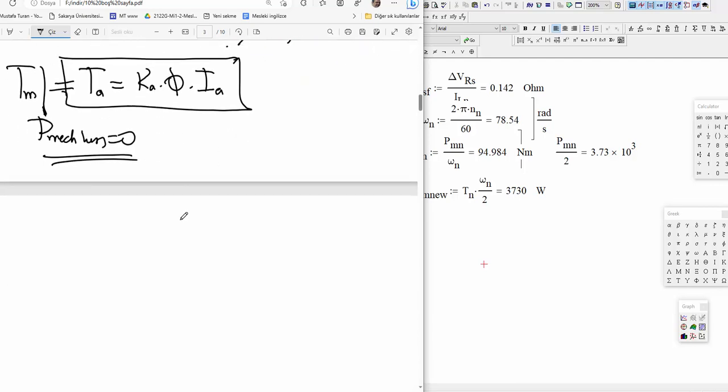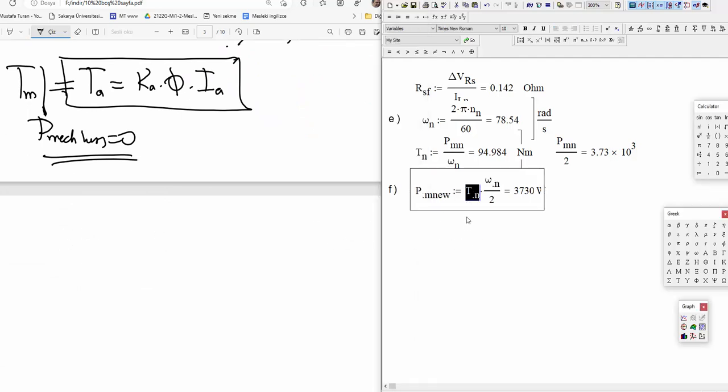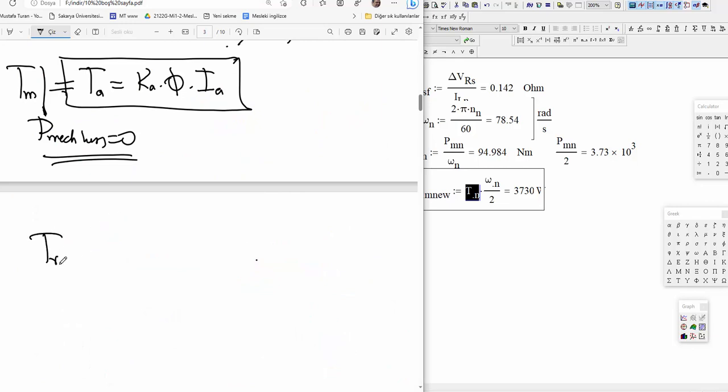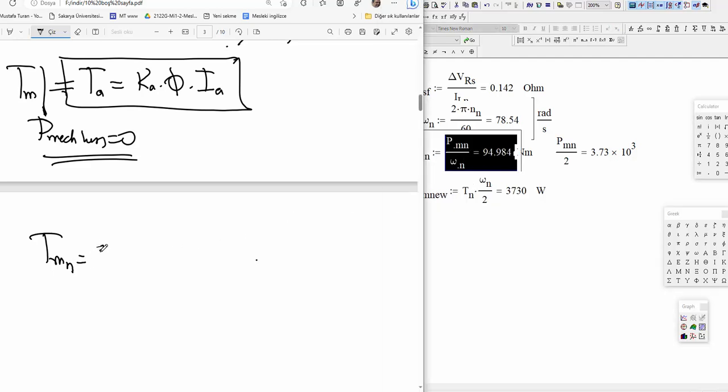Now, ladies and gentlemen, we know the first one and the second one. In both cases, torques are equal. Load torque is constant at the given conditions. So it is rated torque, mechanical. There's a clue. Mechanical load torque, which is 94 blah blah Newton meters, which is constant during the operation, equal to Ka phi current.